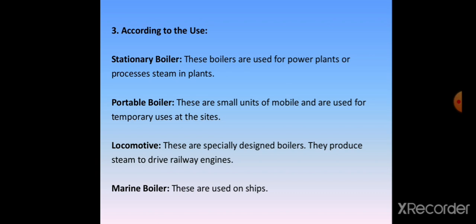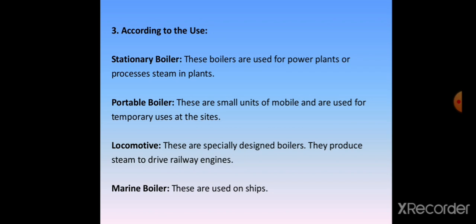And portable boilers have the flexibility to move from one side to another, but not with a high movement capacity. They can move, but not very rapidly. They have a limited possibility of movement, so they are portable boilers.